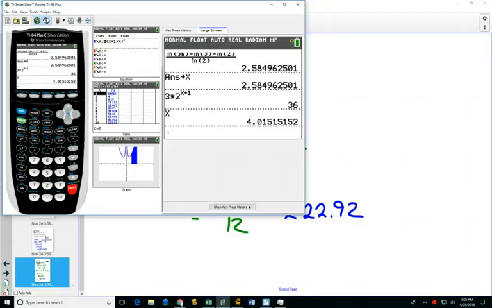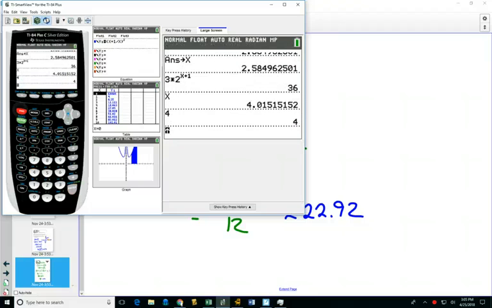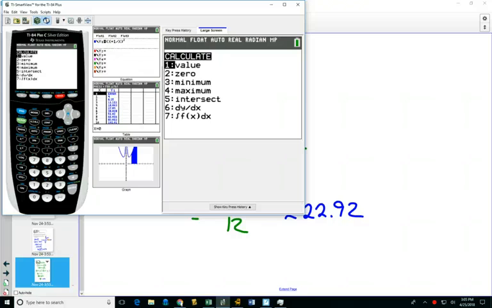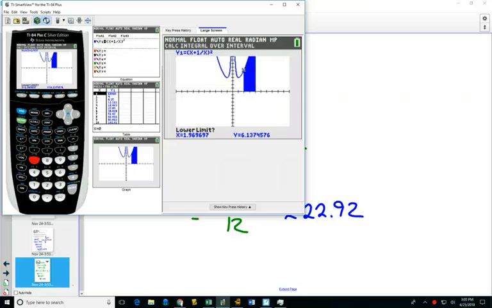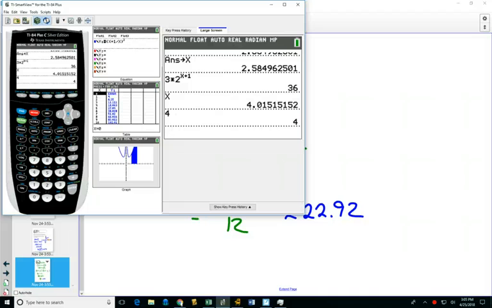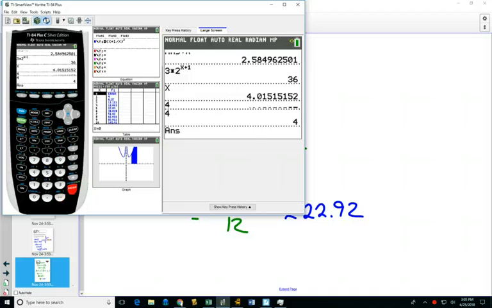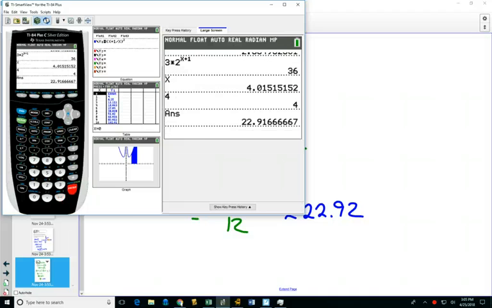What zoom did you use? Oh, shoot. Number 7. Lower limit 2, enter. Upper limit 4, enter. We've got our answer. I want to check if I've got it. If I go second answer, does it remember the answer? Yes.